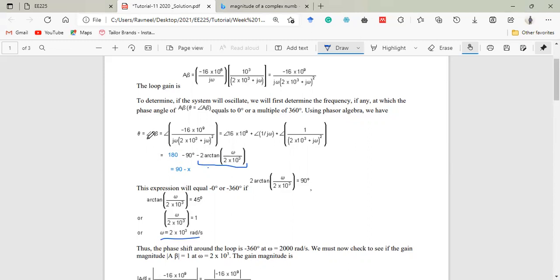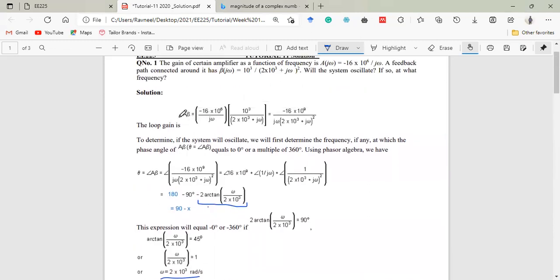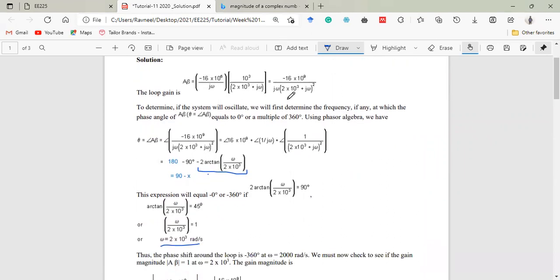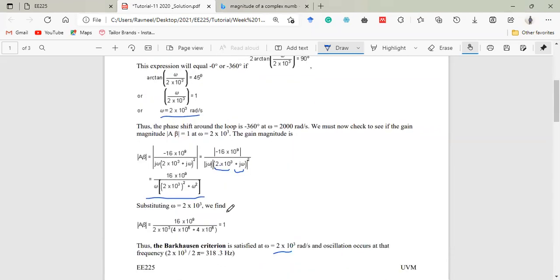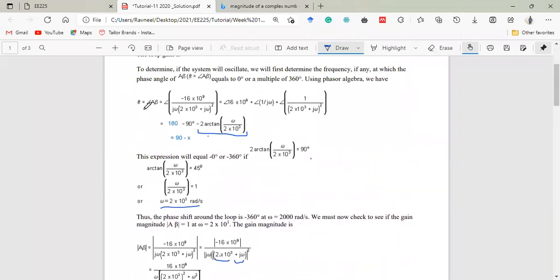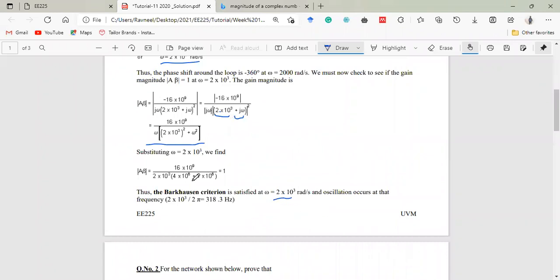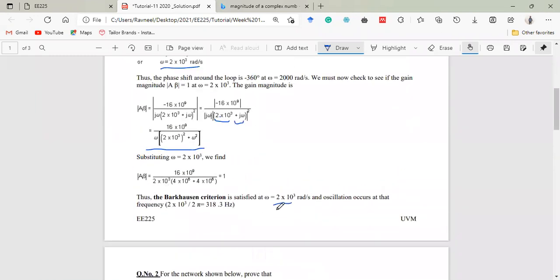So what you need to do is equate the phase of this to 0 and solve for omega value, and take that omega and substitute it into the magnitude formula to check whether the amplitude is equivalent to 1 or not. If you get amplitude equivalent to 1, then you know that the Barkhausen criteria is satisfied at that particular frequency, thus it's going to oscillate, right? Do you have any questions regarding this?